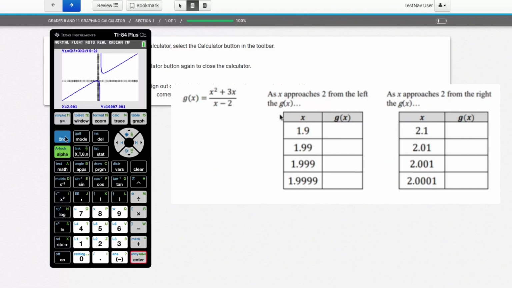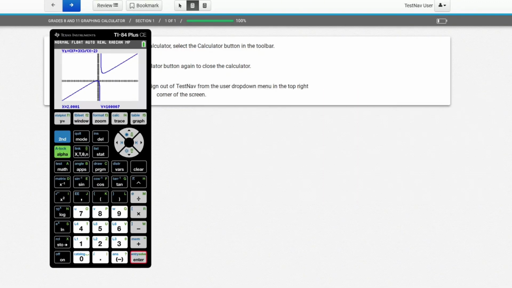And then second calc, value, 2.00001, got that right. And that gives us 100,007. So it looks like as we move from the left, everything explodes downward at 2. As we move from the right, everything explodes upward at 2. Let's go back, fill in that table, and get a nice little visual of what we were talking about.